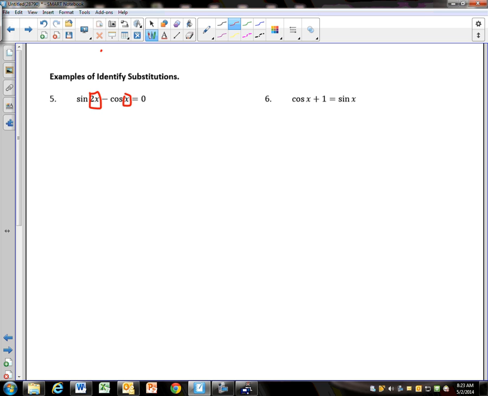They don't have the same angle, do they? One's got a 2x, one's got an x. That's a huge problem. We can't do it. Unless we could come up with a substitution. Do you remember from the test you just took what sine of 2x is equal to?